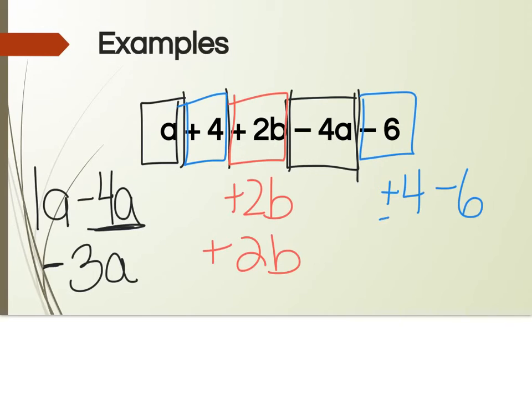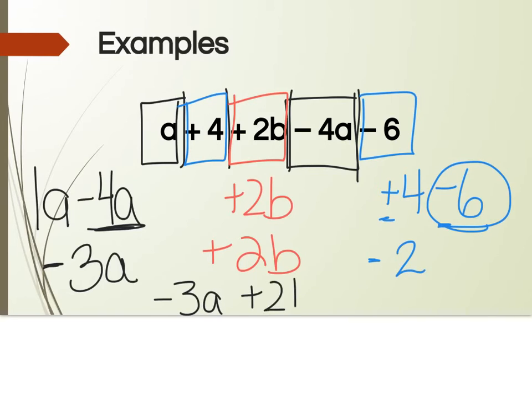And then the positive 4 and negative 6 are different signs, so we subtract. 6 minus 4 is 2, and the 6 is the larger number, so we take the negative sign for it. Now you put it all together and you have a negative 3a plus 2b minus 2, and that is your answer.